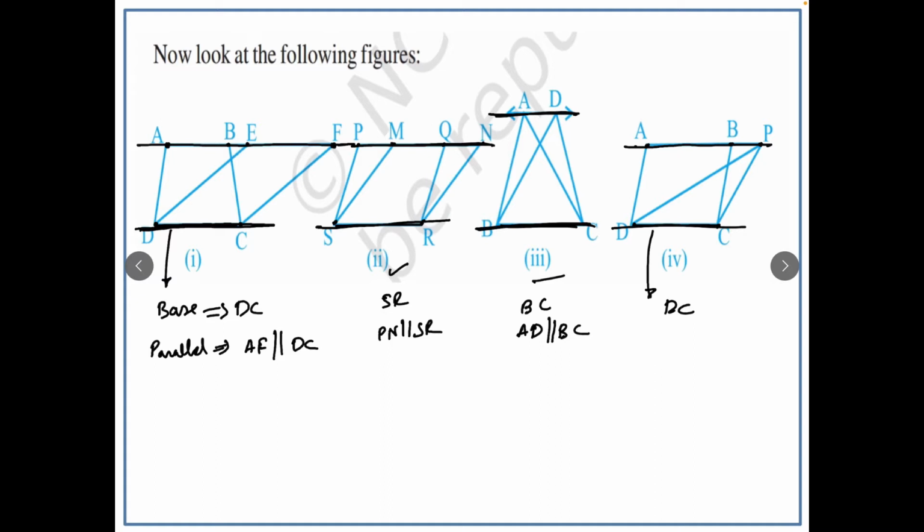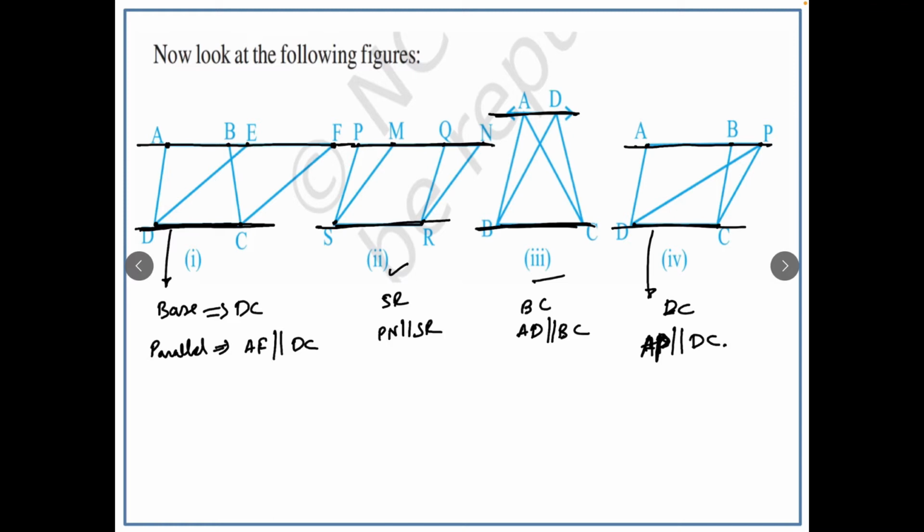So the parallel lines are AB, not AB, AP. Okay, you will write the endpoints. AP is parallel to DC. So in this figure you will find that the figures are standing on the same base, and they are also lying between the same parallel lines.